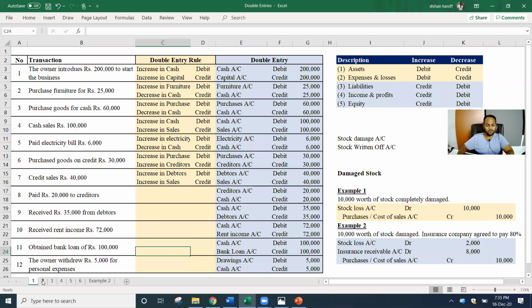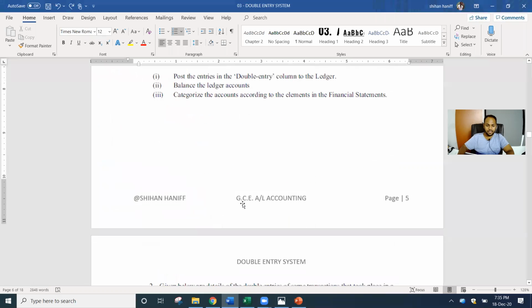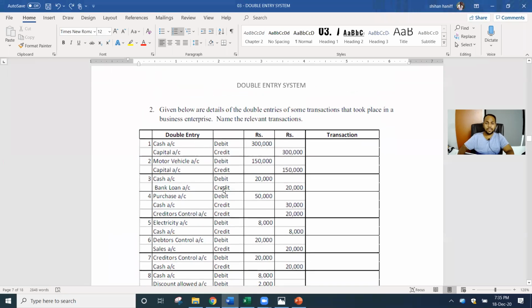Okay. So let's move to the next question. Let's do question number 2 from the teacher's guide, where we have the double entry. From the double entry, let's try to identify the transactions.